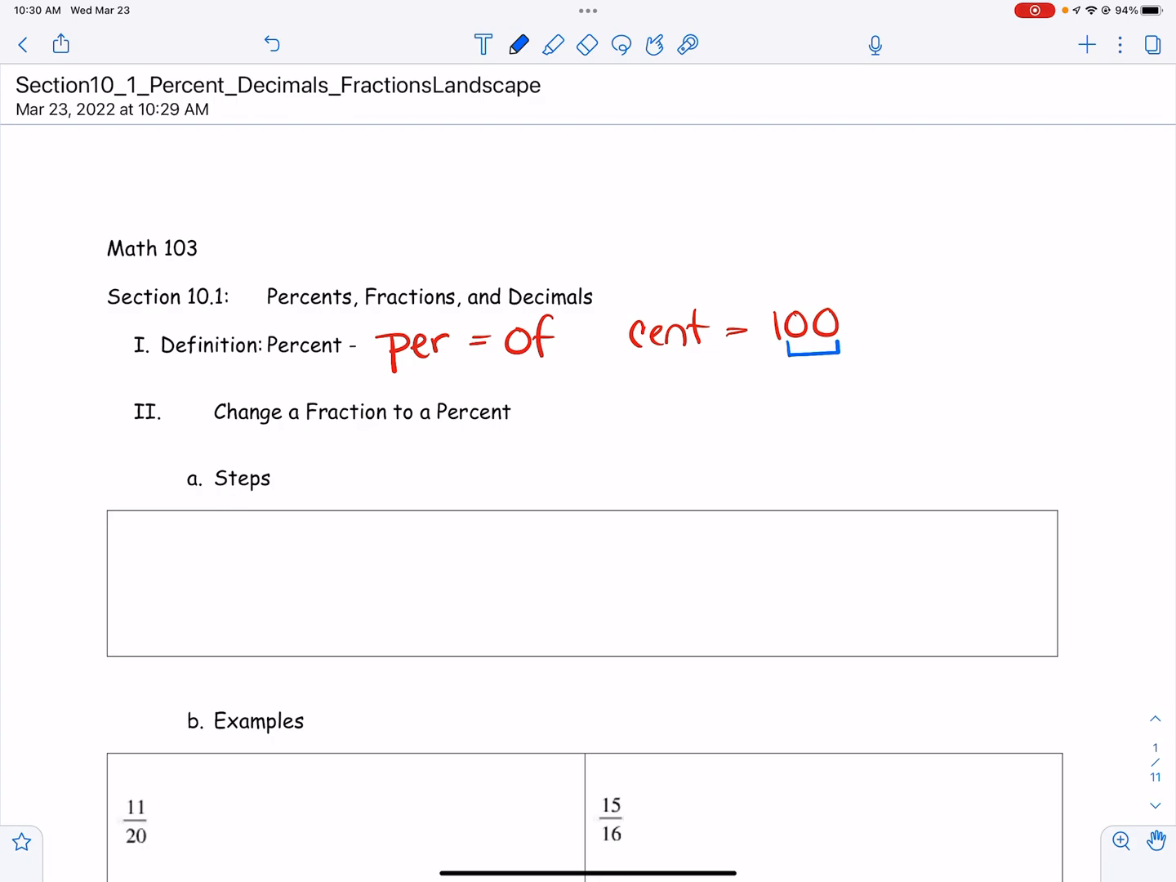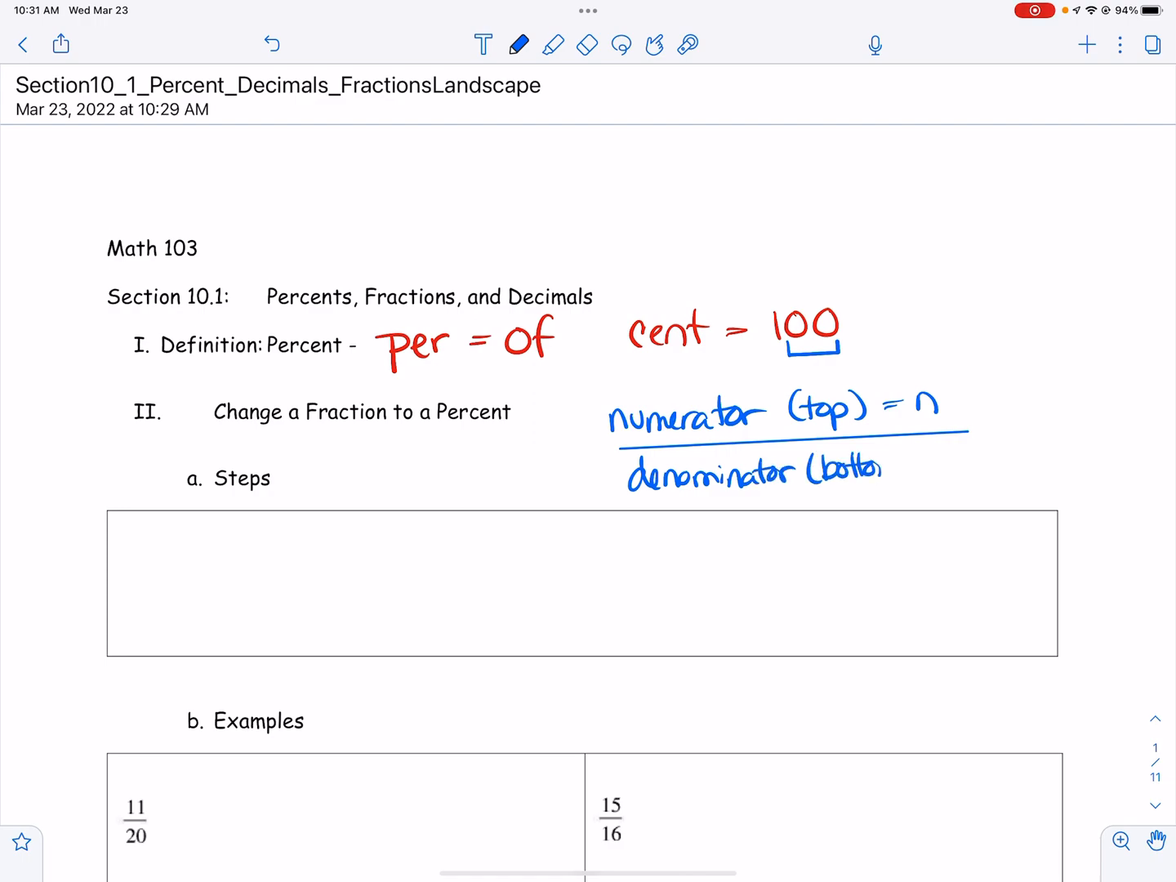So changing a fraction to a percent, we have the numerator, which is the top number, and I abbreviate this N, over the denominator, which is the bottom number, and I abbreviate this D. So step one, to convert a fraction to a percent, we are going to take the numerator and divide it by the denominator, and then multiply that by 100, and then add a percent sign.